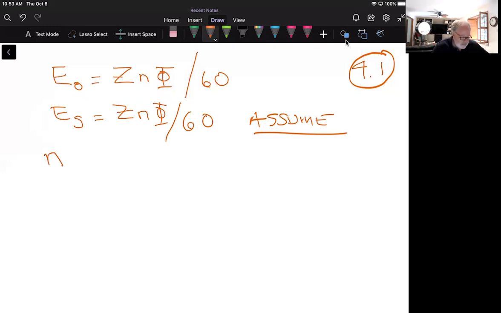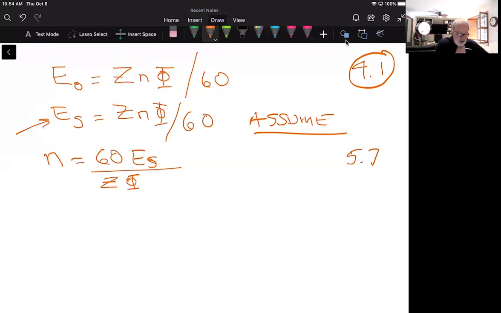create equation 5.7, which is just this equation solved for n, and says that the speed is equal to 60 times E sub S divided by Z, the number of conductors, times the flux per pole. We're going to call that equation 5.7. And N is the speed of rotation in RPMs, E sub S is voltage, and Z is the total number of conductors.